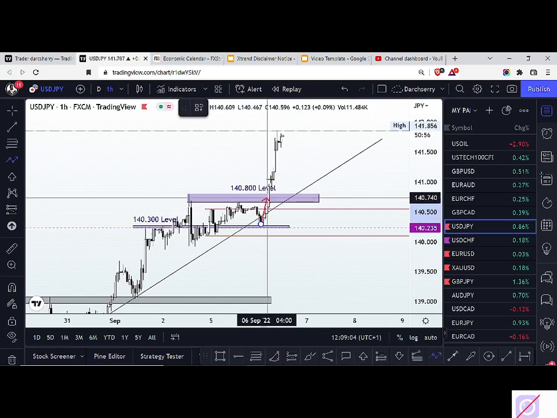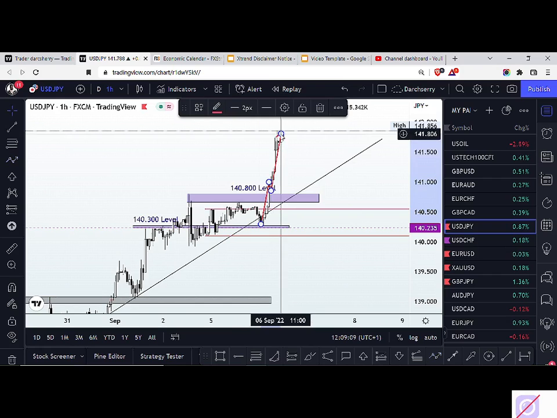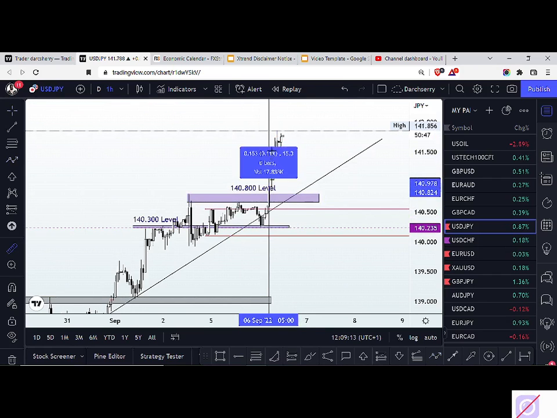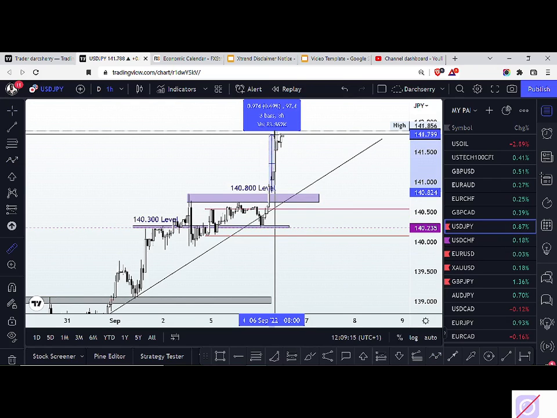And a breakout of the 140.800 happened. We had a retest on lower time frame, then we joined the rally to the upside. So presently, if you took advantage of that move yesterday, you will be in about 95 pips to 97 pips in profit at this point in time.